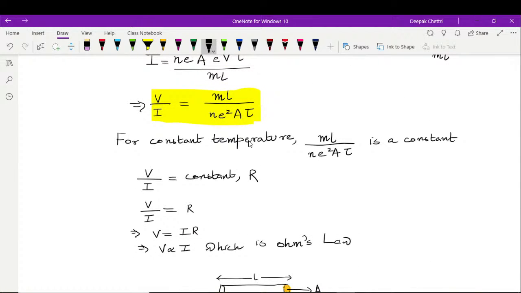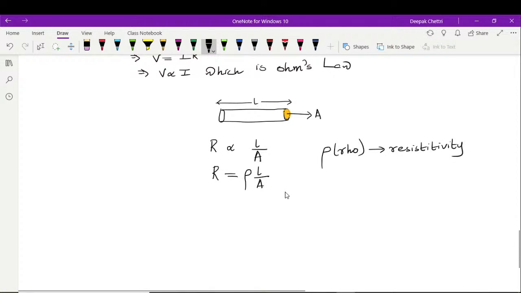Now from here, your R is equal to mL by nE square A tau. Okay, so this is your expression for R. Now we will use this here. So any doubts so far? Any doubts?